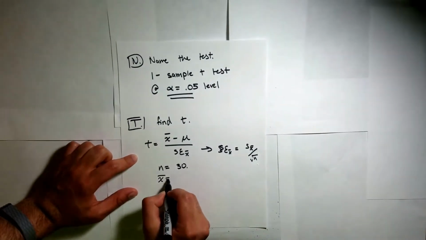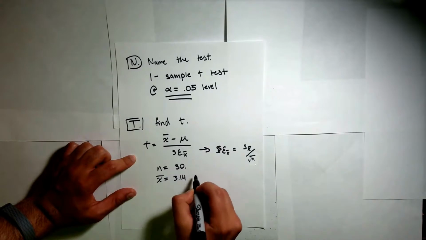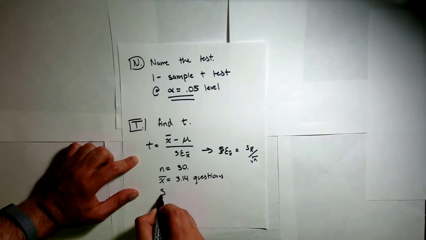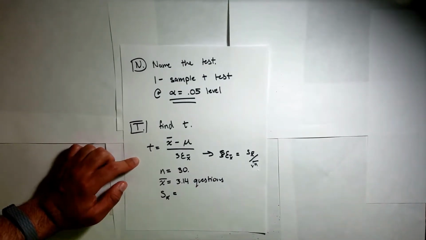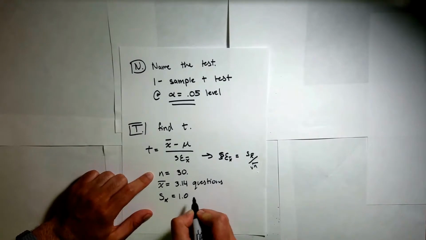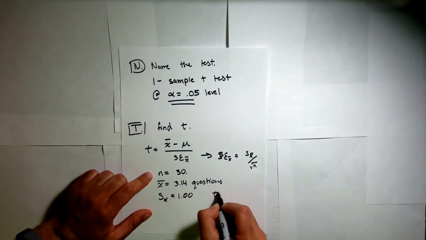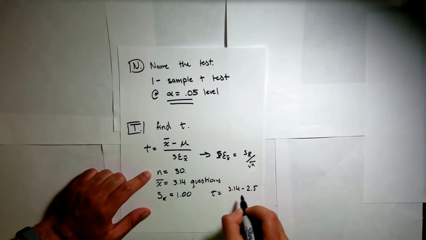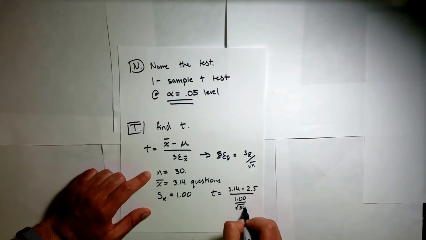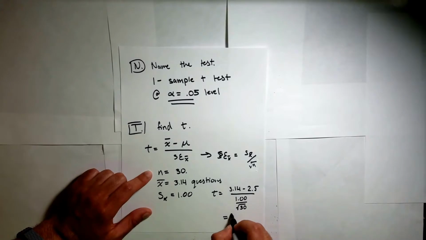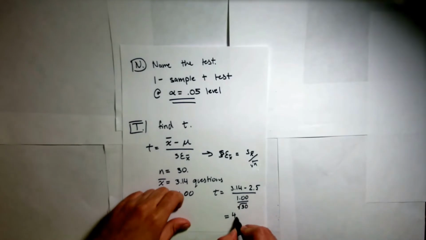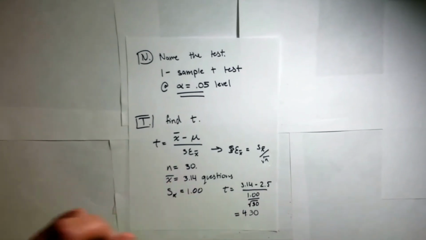Next is the T step, where we actually do the test. So we have our t-value is equal to the statistic minus the parameter over the standard deviation of the statistic. Since our statistic is x bar, x bar is equal to 3.4. We take that minus our mu, which is 2.5, over the standard deviation, which is 1.00, over the square root of 30, since that's our sample size. And so what we get from that is our t-value is 4.30 from our calculator.